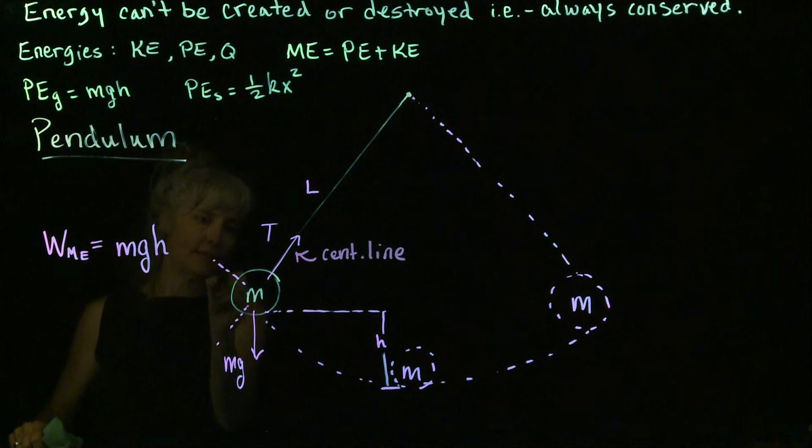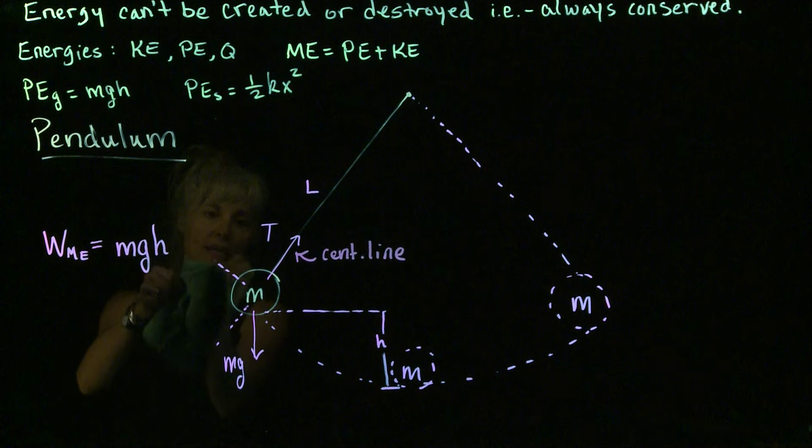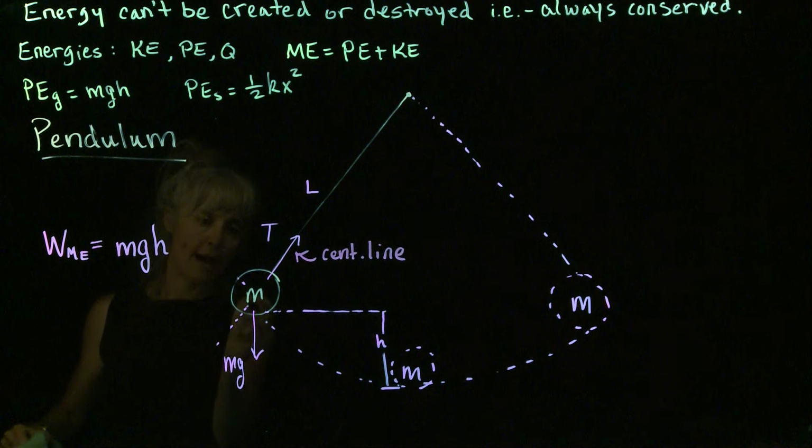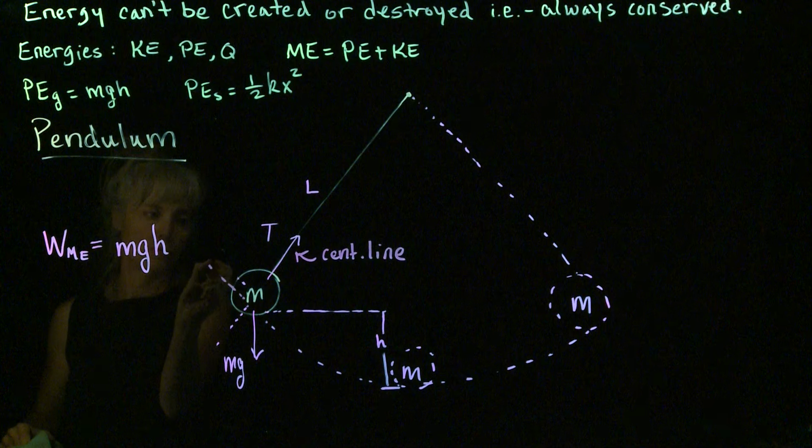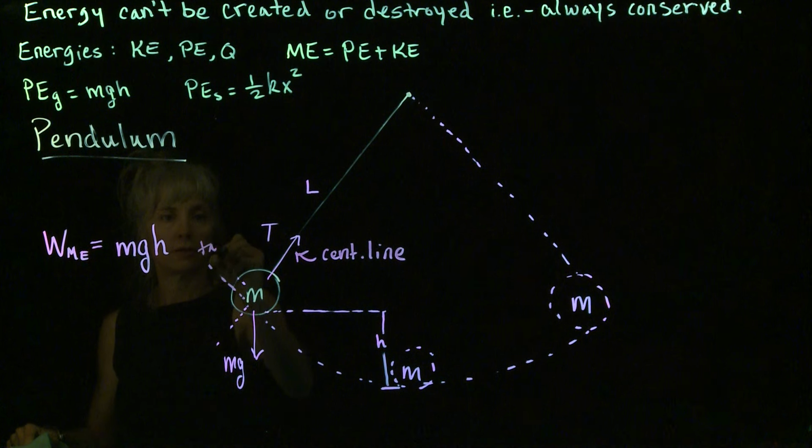And this is the tangential line. This is the tangent to the path of motion. And I'm going to actually draw it right here. So here's the tangential line.